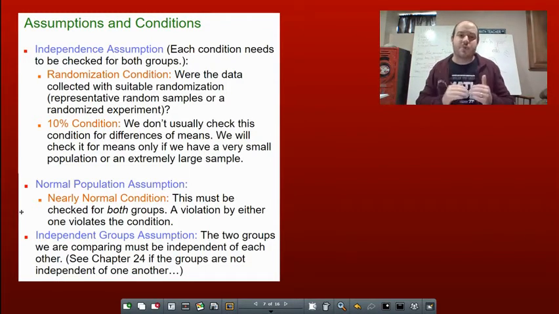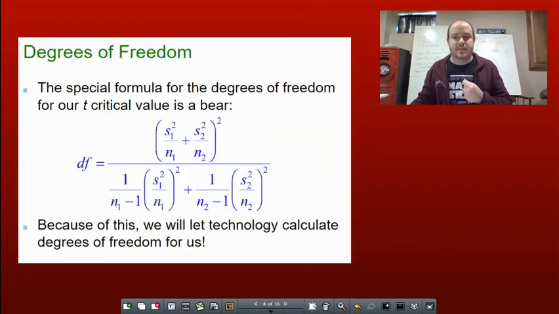The last one we have here is the independent group assumption, and that's when we simply say that one group happening is not going to change the outcome of our second group. We have already done that as well with our two-sample proportion test and our two-sample z test.